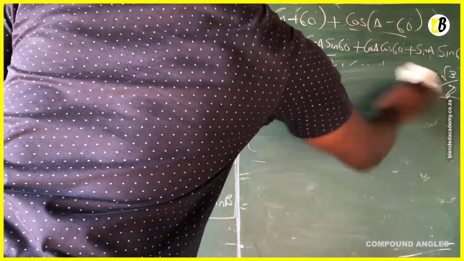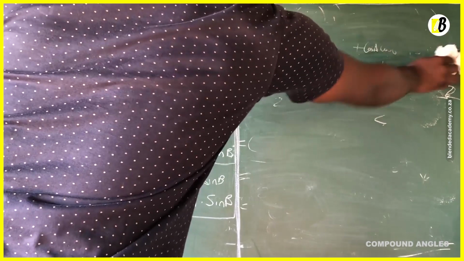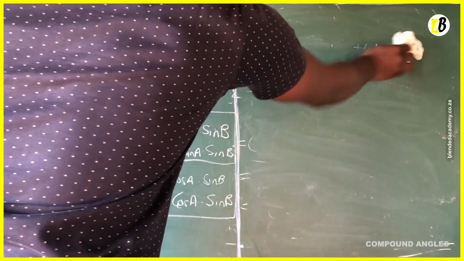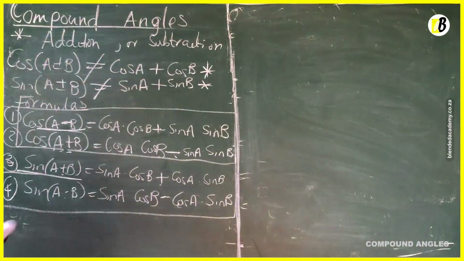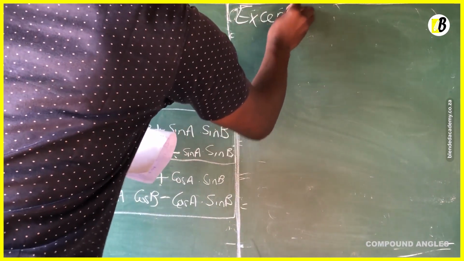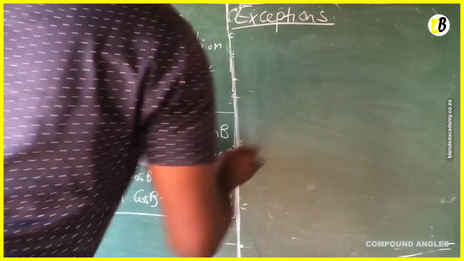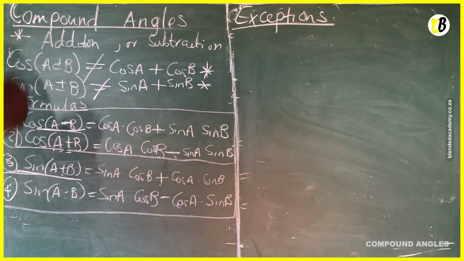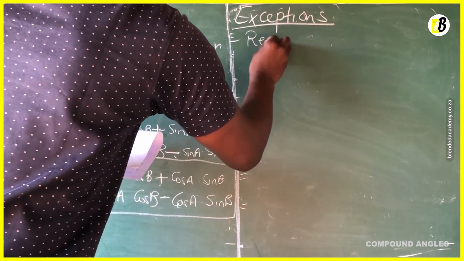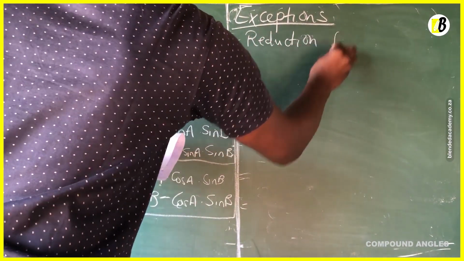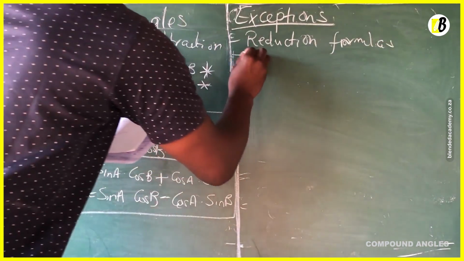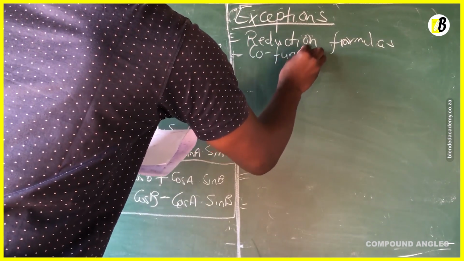exemptions when dealing with compound angles, because these compound angles are not applicable to all problems that you're going to get in trigonometry. For some angles, these compound angles cannot be used. Let me just write exemptions here, and then I'm going to list different angles for which you cannot use these compound angles. So we cannot use them for reduction formulas, and also you cannot use them for co-functions. So I'm going to explain this further.